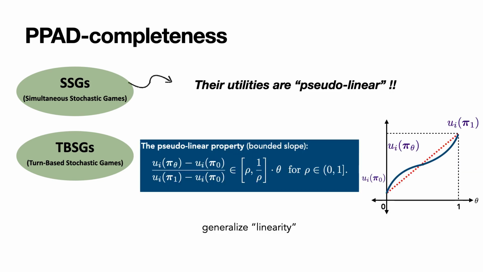This pseudolinear property actually has several nice implications. First, when the multiplicative factor rho equals 1, this property basically implies the utility is a linear function in player i's strategy pi_i. So in general, it could be viewed as a generalization of linearity. Second, this is actually a stronger condition than element-wise monotonicity. This condition implies a coordinate-wise monotonicity of the utility function, which actually suffices to ensure the existence of mixed Nash equilibrium for those kinds of games. So this property also gives an alternative way to prove the existence of Nash equilibrium.